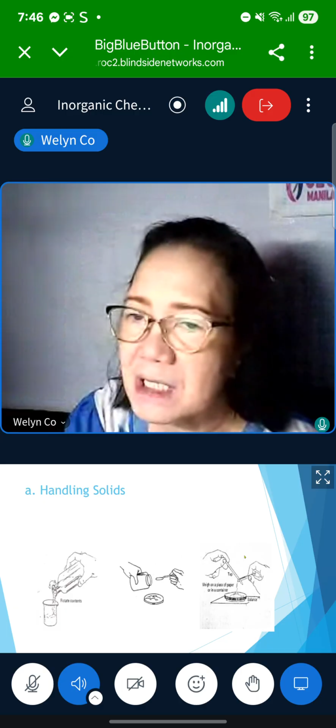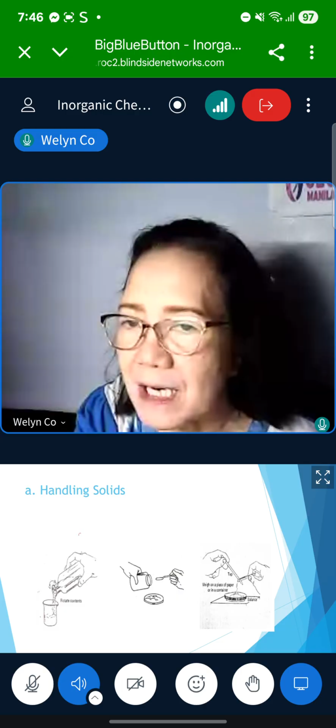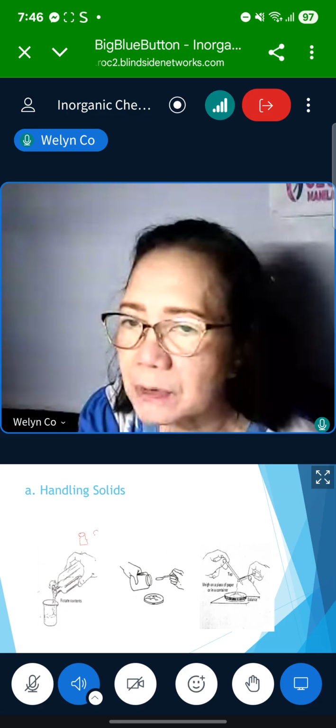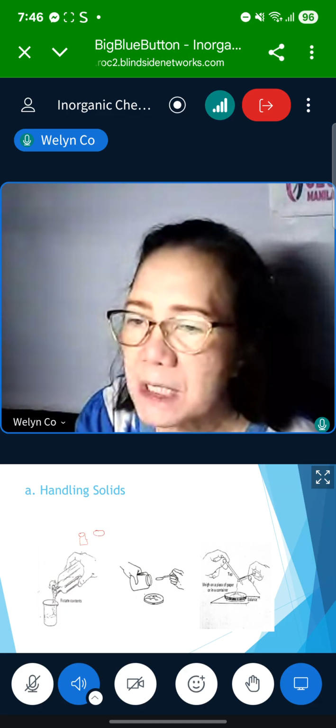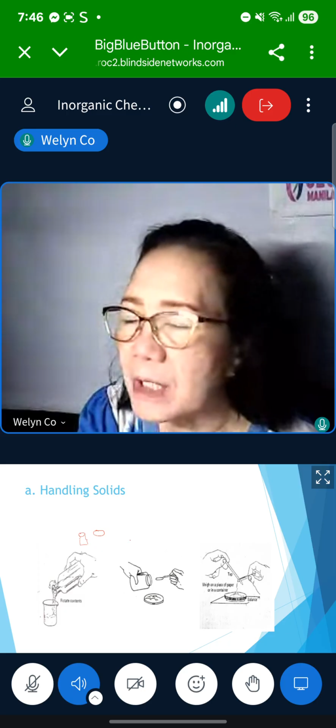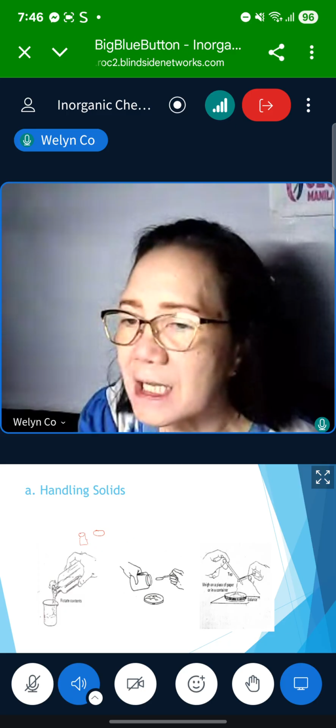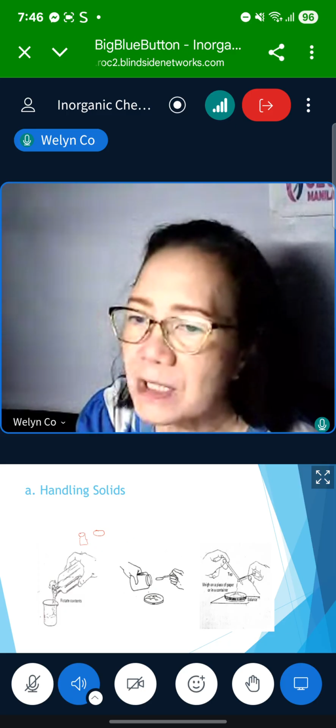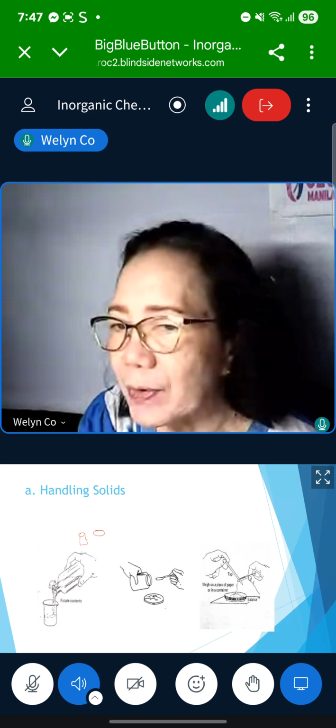Do not place the solids into your vial, kasi ang vial natin ay maliit lang yung mouth. It must be placed in a wide mouth bottle. Meron talagang wide mouth bottle. Or it would be, since our available container wherein we can place the solids natin is your watch glass. So ito yung lalagyan mo.